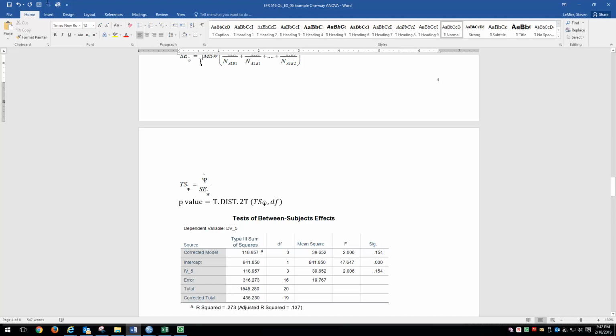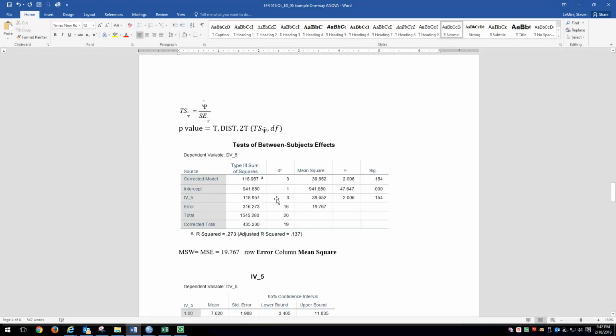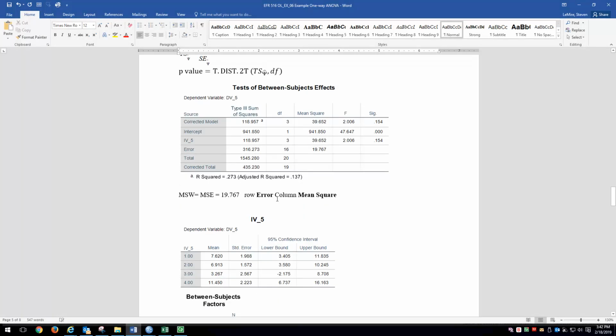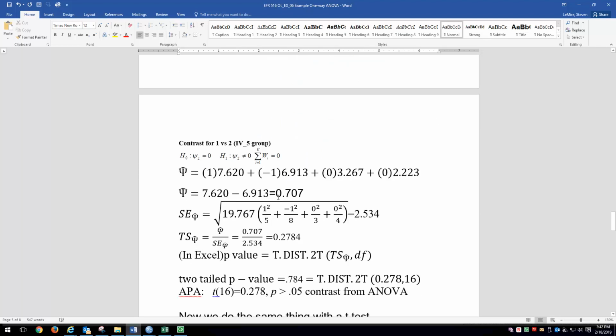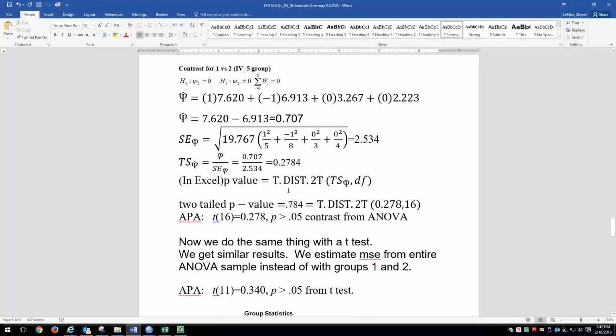So let's go ahead and look at this first example. It's right here. Again, you'll have to calculate this out by hand, but we're going to look at the contrast between group 1 versus 2 from the independent variable 5. So our weights are just going to be 1 and minus 1. Now, do they sum to 0? Yes, they do. Our weights sum to 0. And this is just our standard t-test of group 1 and 2.